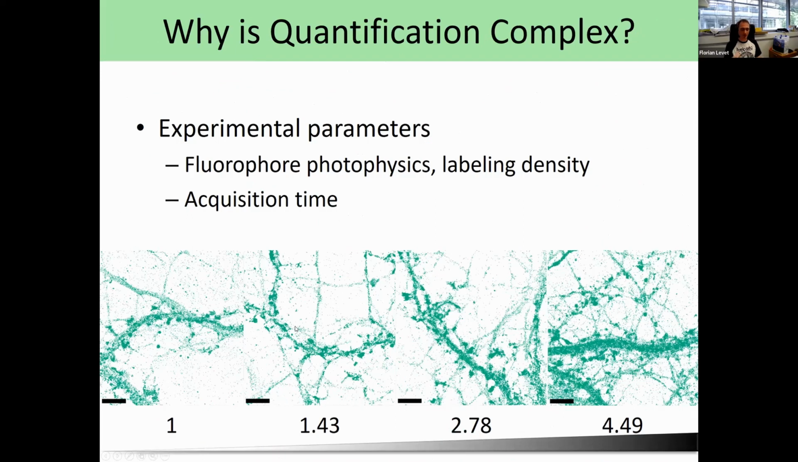And it's very important because even when we are using the localization, it's complex to quantify, because there are experimental parameters that will have an impact on the localization data. We have experimental parameters such as the fluorophore photophysics. Different fluorophores won't have the same photophysics. That means that they won't have the same blinking, and one molecule will be defined by a different number of localizations. We have the labeling density, we have the acquisition time.